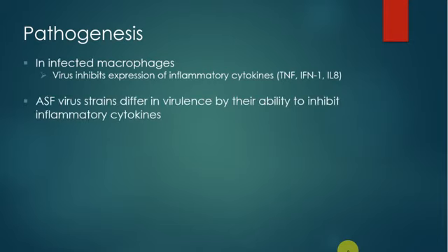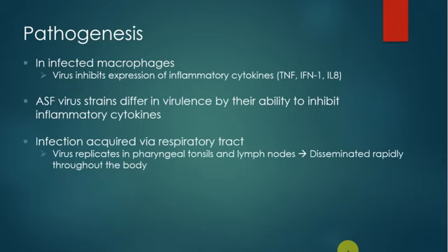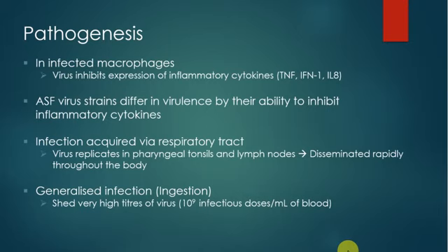But ASF viruses differ in their strain. Some ASF viruses can kill the host right away if they can fully inhibit those inflammatory cytokines. There are actually more chronic forms of the virus as well, where the animal could live for a bit longer, but they'll still shed the virus at really high titers. The infection could be acquired by the respiratory tract. If it is, it'll replicate in the pharyngeal tonsils initially and then the lymph nodes. And then after that, it'll disseminate throughout the entire body. If it's ingested, it'll be a severe generalized infection through the blood, and it'll cause a severe viremia. And then swine, if they do live, remain persistently infected throughout life. Even if they show minor clinical signs, they could be shedding very high titers of the virus.